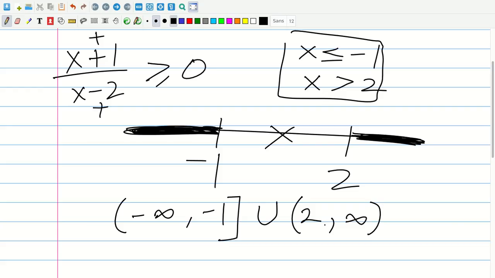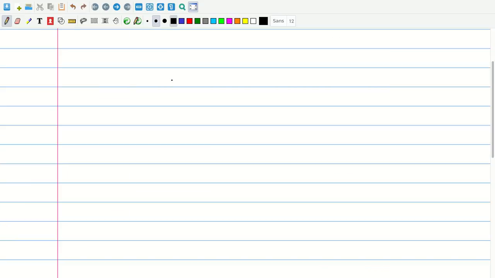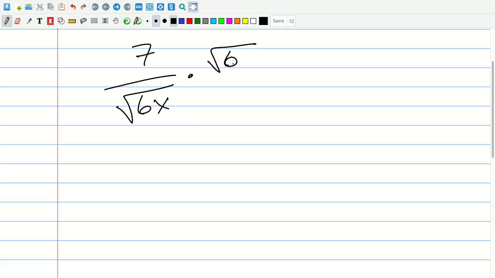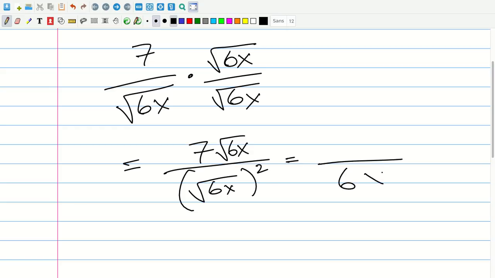Let's do this one. So we've got 7 over root of 6x, and you want to just simplify it a little bit. So we're going to multiply by root of 6x, okay? And what that's going to make on the bottom is root of 6x all squared, right? We're going to get 7 root of 6x, and we end up getting on the bottom 6x, right?